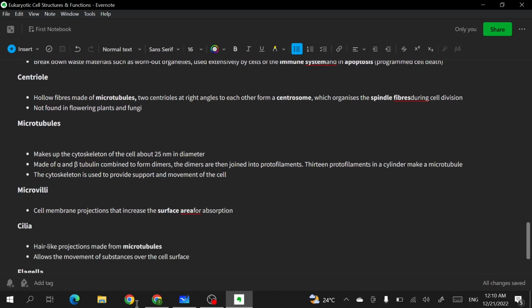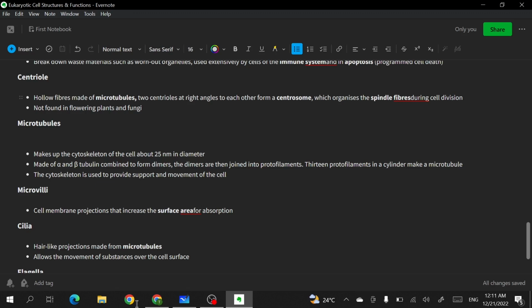Centriole: hollow fibers made up of microtubules. Centrioles at right angles to each other form a centrosome, which organizes spindle fibers during cell division. This again you're going to learn in the chapter on mitosis. Not found in flowering plants. This is highly debatable, but scientists have been looking for it, and now it has been found.